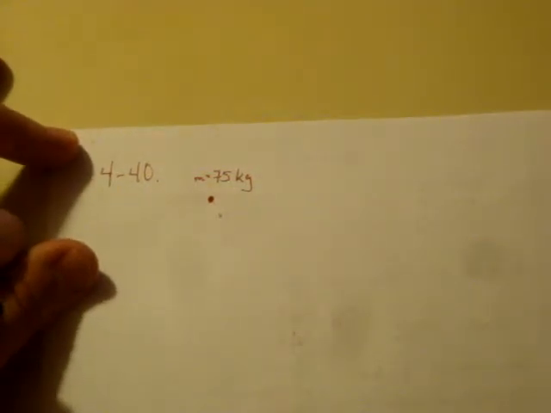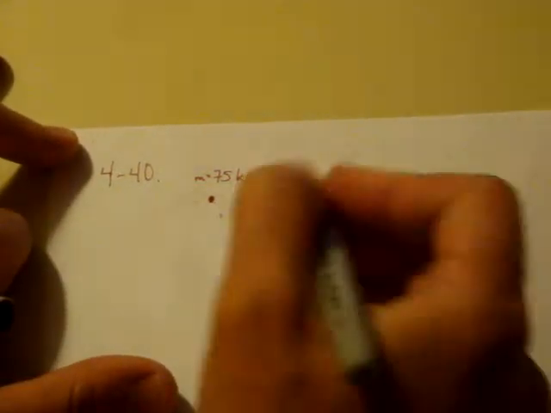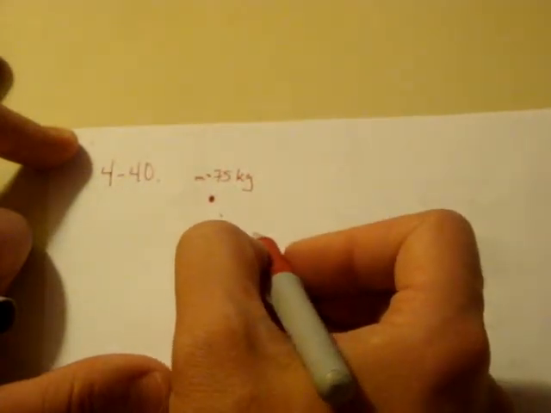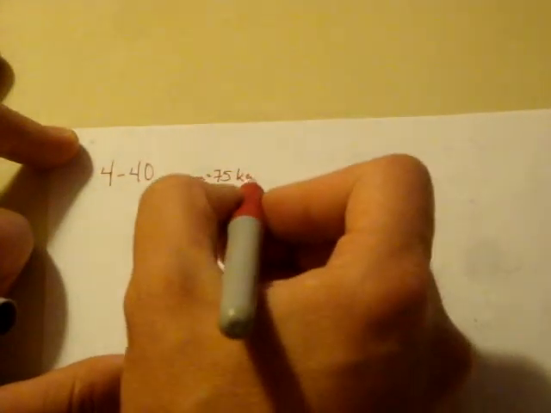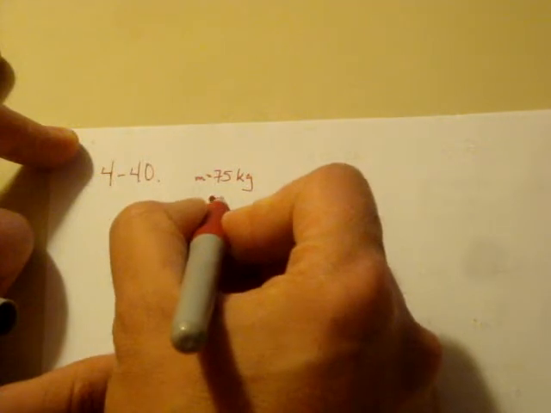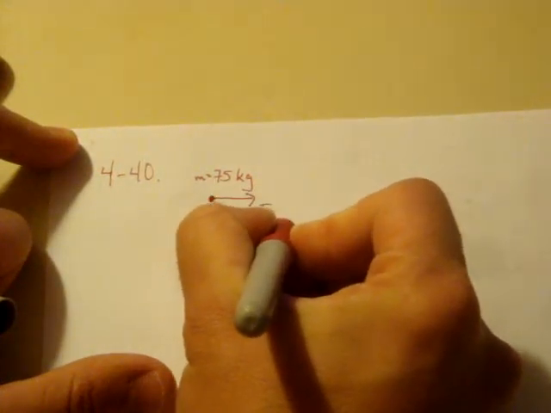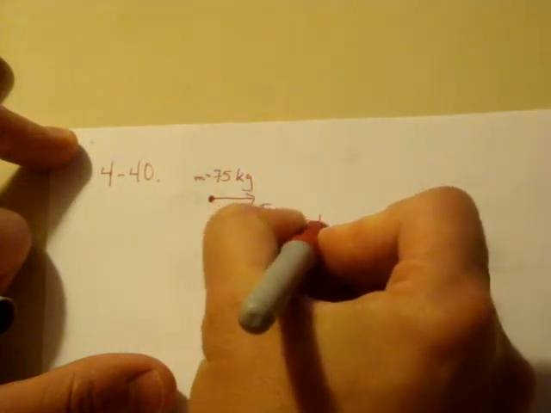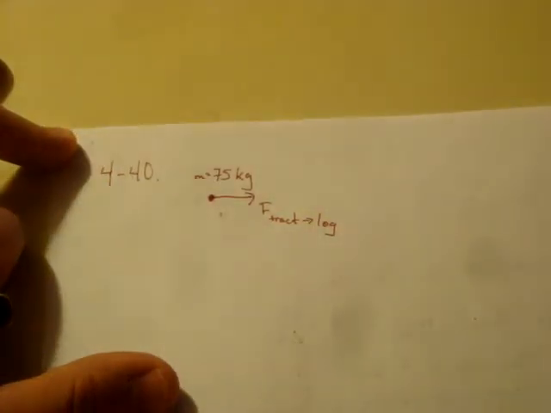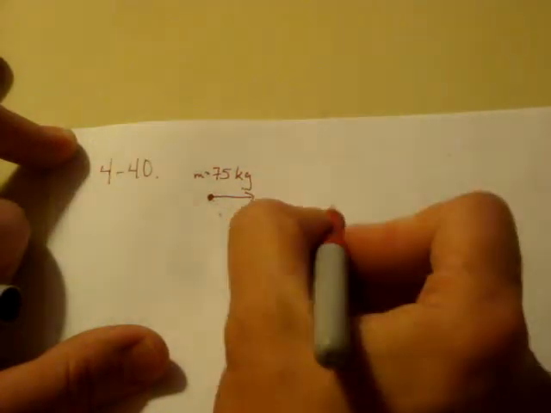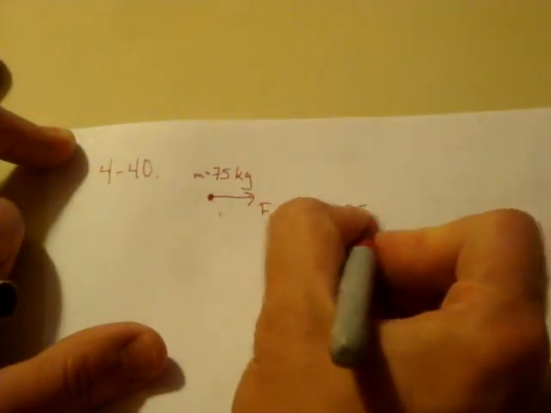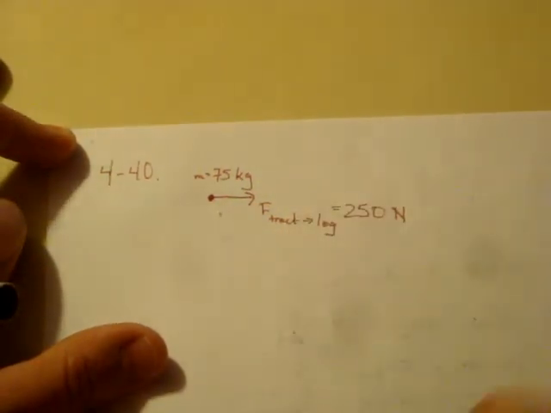Mass is 75 kilograms, and we want to move it at some constant velocity, and we are pulling with our tractor. This is the force of the tractor acting on the log, and that is equal to 250 newtons.